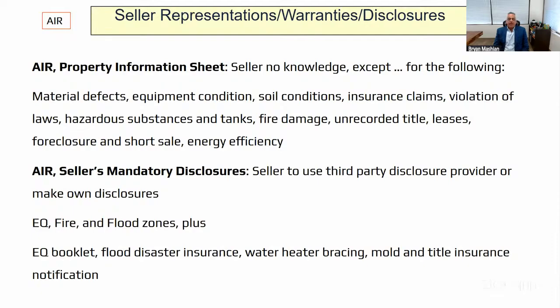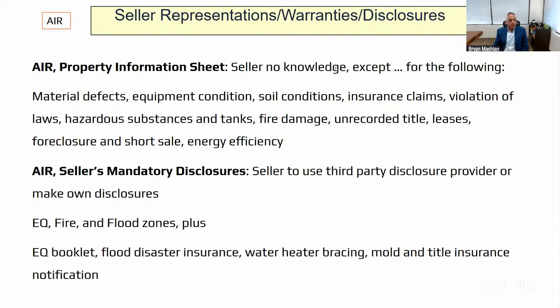So the contract requires the seller to provide two documents to the buyer at the very beginning of the transaction, which I referred to earlier. One is the property information sheet. The other one is the seller's mandatory disclosure statement. The property information sheet is a document that is meant to help the seller go through each aspect of the property and tell the buyer of any known defects.